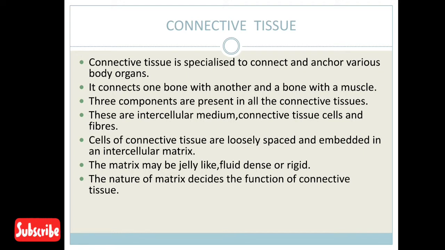Suppose one bone with another bone, or a bone with the muscles. This connective tissue connects, and its main components are the intercellular medium, connective tissue cells, and fibers. The cells of the connective tissue are loosely spaced, meaning there is some gap, and that gap is filled up with, or embedded in, an intercellular matrix. That matrix may be jelly like, fluid, or it may be dense or rigid. The nature of the matrix decides the function of the connective tissue.